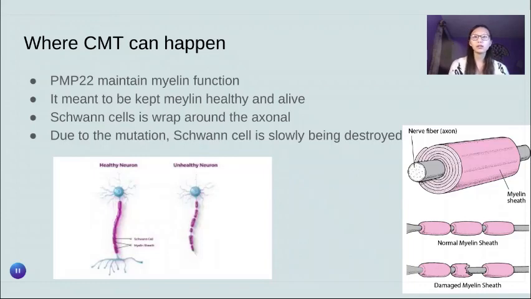Schwann cells are wrapped around the axon. Due to the mutation, the Schwann cell is slowly being destroyed. This image shows a really healthy Schwann cell wrapped around the axon. As we look down here, this is what a normal myelin sheath should look like, while a damaged myelin sheath looks like. It looks like it is eating away the axon.